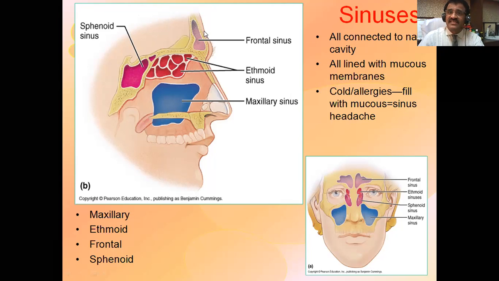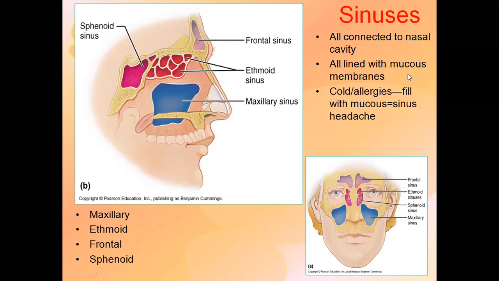You can see the frontal sinus here, the sphenoid sinus here, and the maxillary sinus here in the maxillary bone, whereas the ethmoidal sinuses are in different groups. All are connected to the nasal cavity, all are lined with mucous membrane, and they open in the meatuses on the lateral wall of the nose that we studied yesterday itself. They are prone to cold and allergies. That is why they get filled with mucus, and that is what is called sinusitis, or sinus headache also.